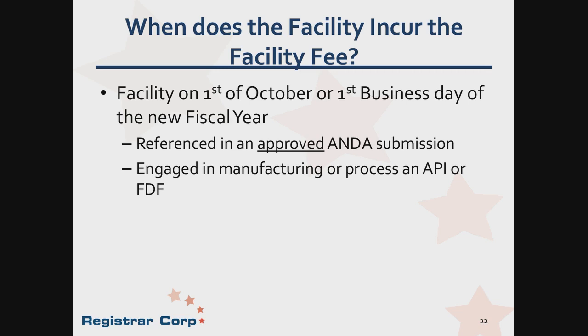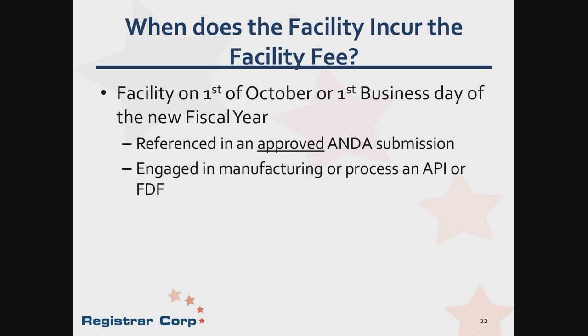If a facility is identified in an approved generic drug submission on the due date, and that reference to the facility or the drug submission is later withdrawn, the fee will not be refunded. This fee will be incurred even if the drugs are for the non-U.S. market, and if the facility is manufacturing only non-generic APIs or FDFs, but is referenced in an approved generic drug submission.